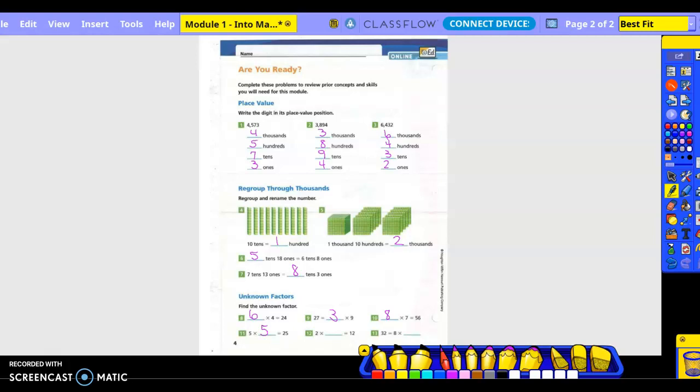Blank times 2 equals 12. 8 times blank equals 32. So we did the opposite, right? Multiplication, we did division. So we basically took 24 divided by 4 to get 6.